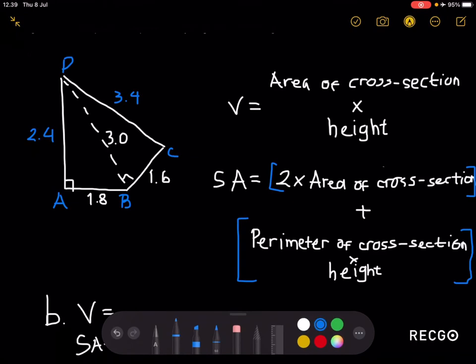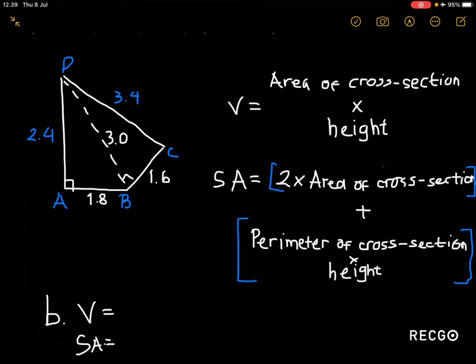For part B, let's just recall the formulas for the volume and surface area of prisms. For the volume, we have the area of its cross section times its height. For the surface area, it will be 2 times the area of its cross section plus the perimeter of its cross section times its height. Alright, so let's just use these two formulas to our advantage.